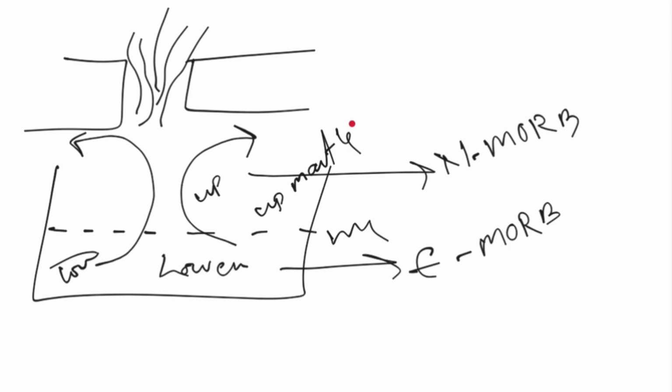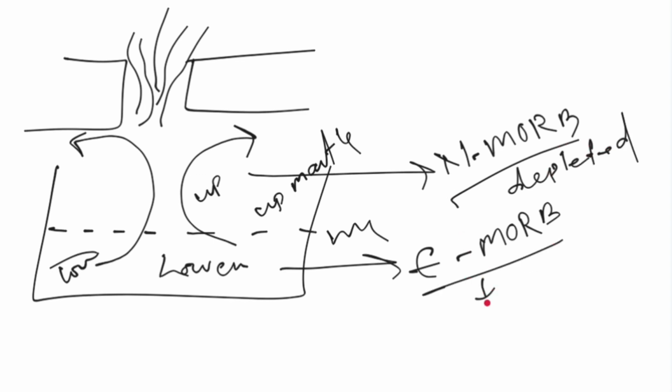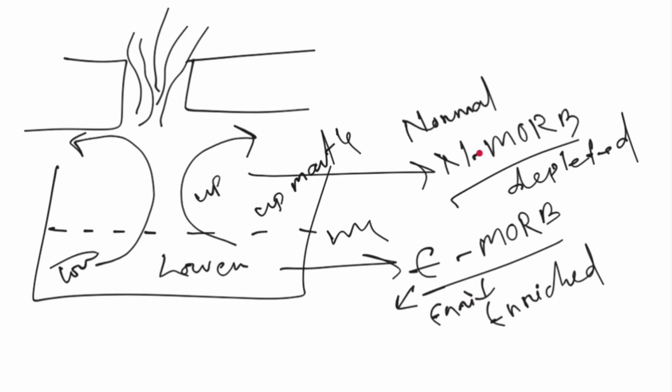So now the thing is, when this morph taps the upper mantle or comes from the upper mantle, this N morph will be depleted in nature. But in the same case, E morph will be enriched in nature. Getting this? So N morph will be depleted. This is called normal morph, and this is called enriched morph. N morph, E morph. So morph has basically two types, N morph and E morph.